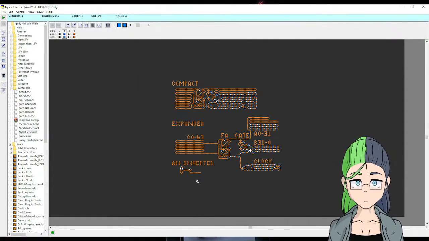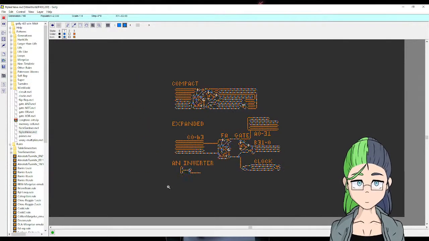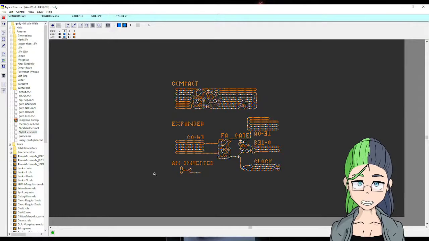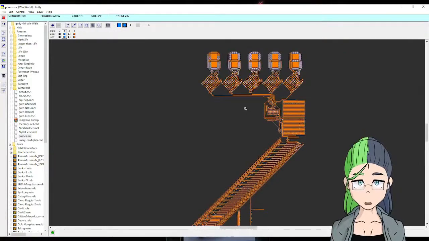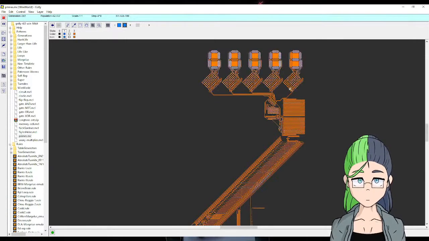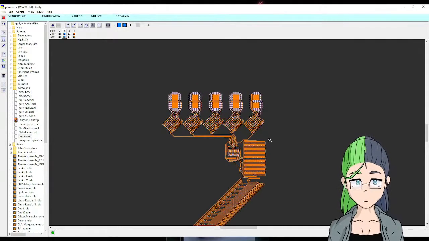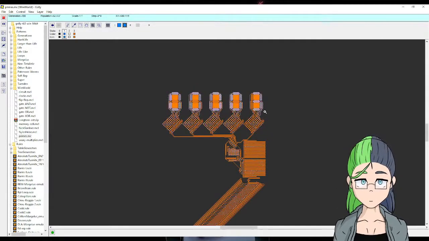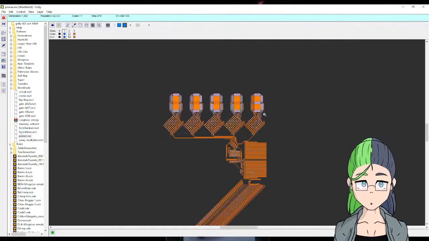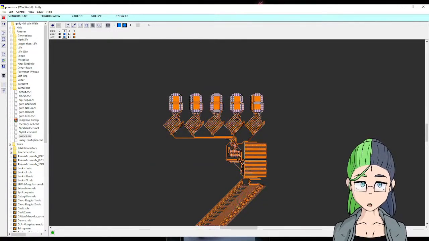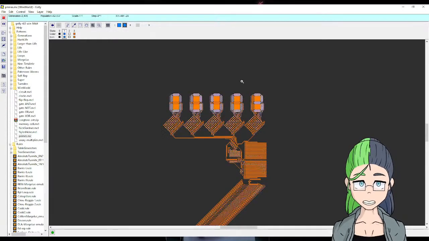Compact, expanded, an inverter. Interesting. Whoa, what's this? Oh, no way. Oh my god. This is a digit display that displays primes, it looks like. So right now it's at 3.